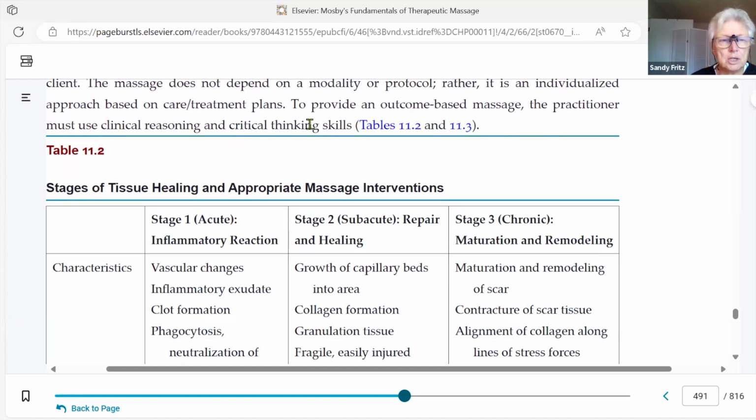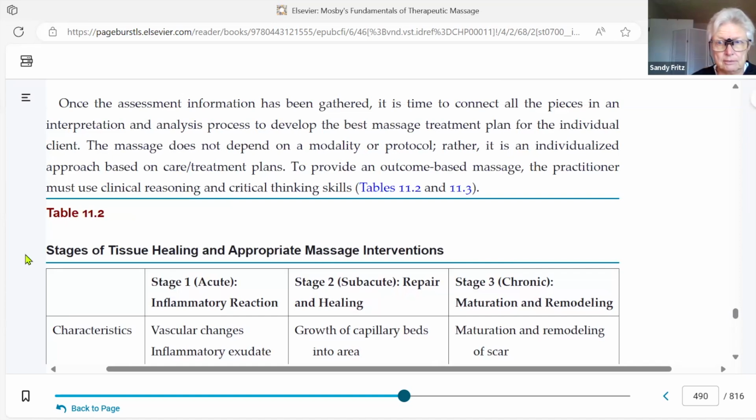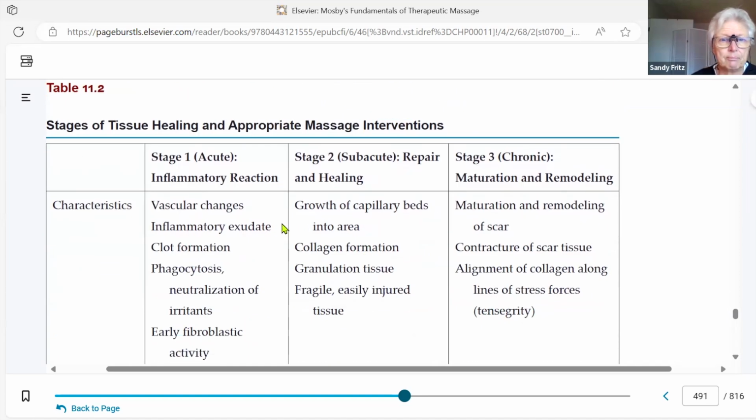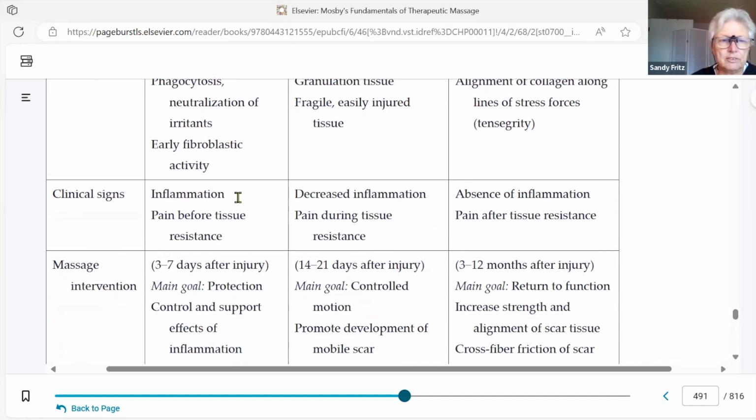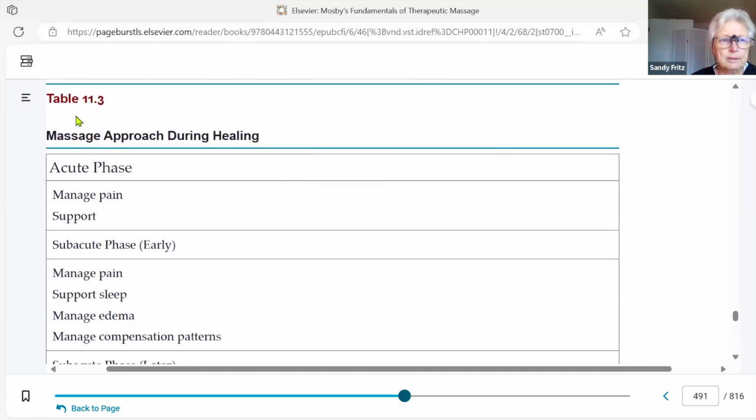So this table here gives you some guidance on stages of healing, and you will encounter this. So pay attention to this on the MBLEX exam. Acute, subacute, chronic. It gives you the clinical signs, the massage intervention. And then this table also is important. You will encounter questions that encompass this information.